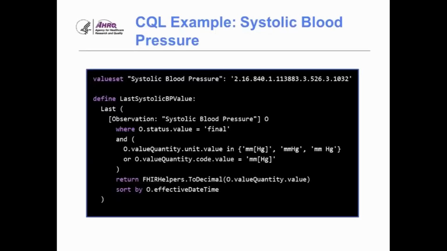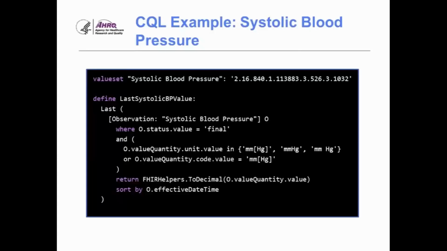So this is a CQL example. This shows how you could query for a patient's most recent systolic blood pressure value. I'm not asking you to necessarily understand this, but it gives you an idea of what a query might look like in CQL. This is probably more complex than it actually needs to be, but it's a good example showing some of the features of a CQL query. So in a given CQL library, oftentimes we will build up multiple queries like this to get the data that we want.